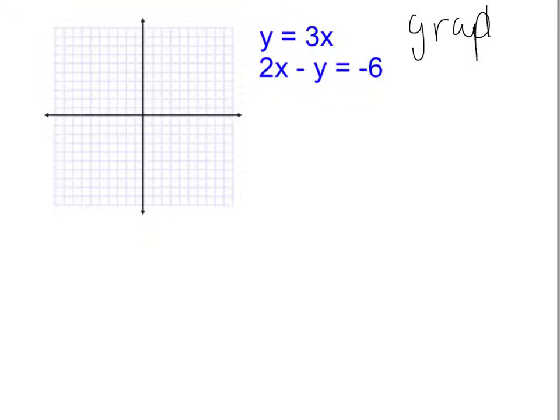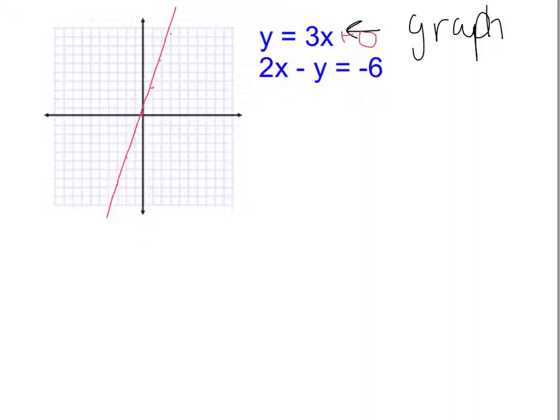If I were to try to graph each of these, I'm going to find out where are these the same, where do they intersect. The first line, y equals 3x, is in slope-intercept form, 3x plus 0. So I'm going to start at 0 and follow a slope of 3 all the way across my graph. And I can draw in the line.